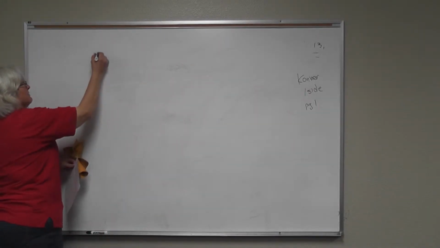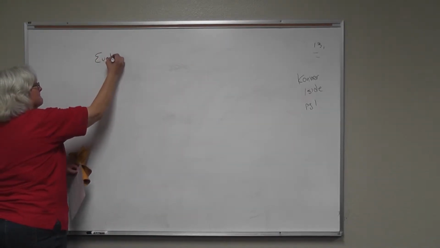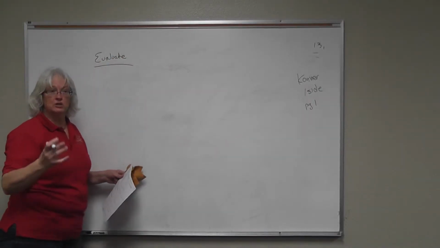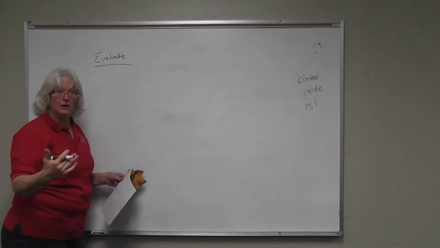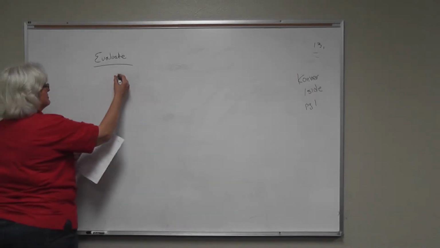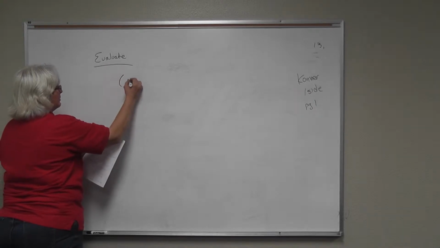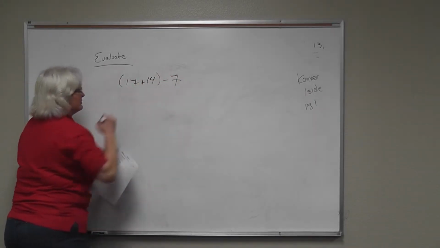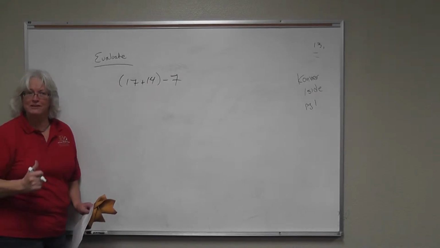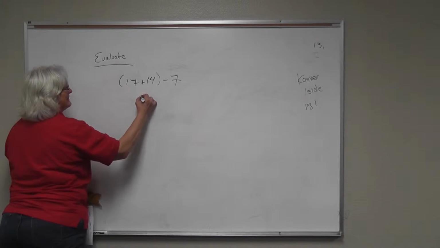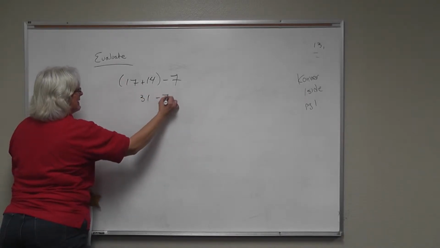Here's an example. Evaluate the numerical expression. And what's a numerical expression? No variables. That's right, no variables. So this is going to be like a really hard problem for y'all to do. I just don't know if you'll be able to do that. 17 and 14, 31 minus 7.